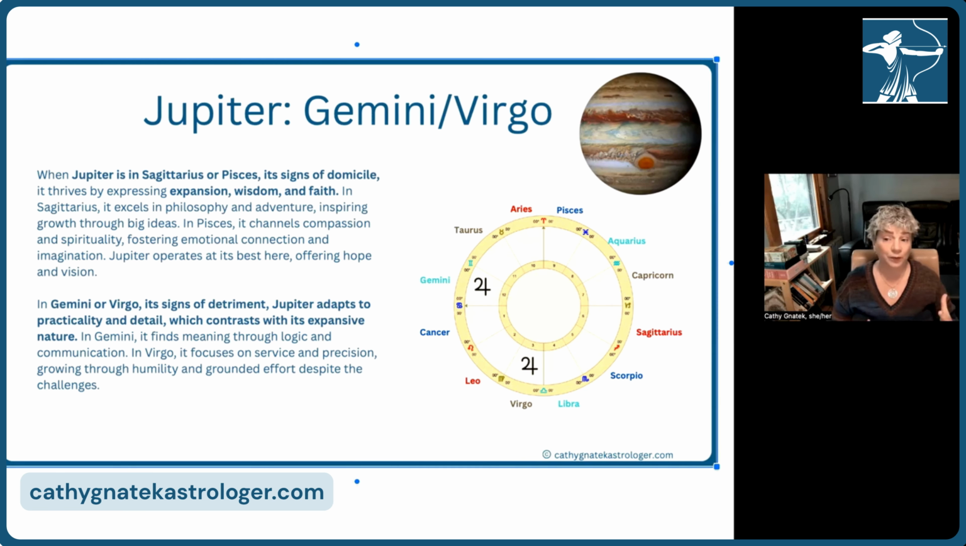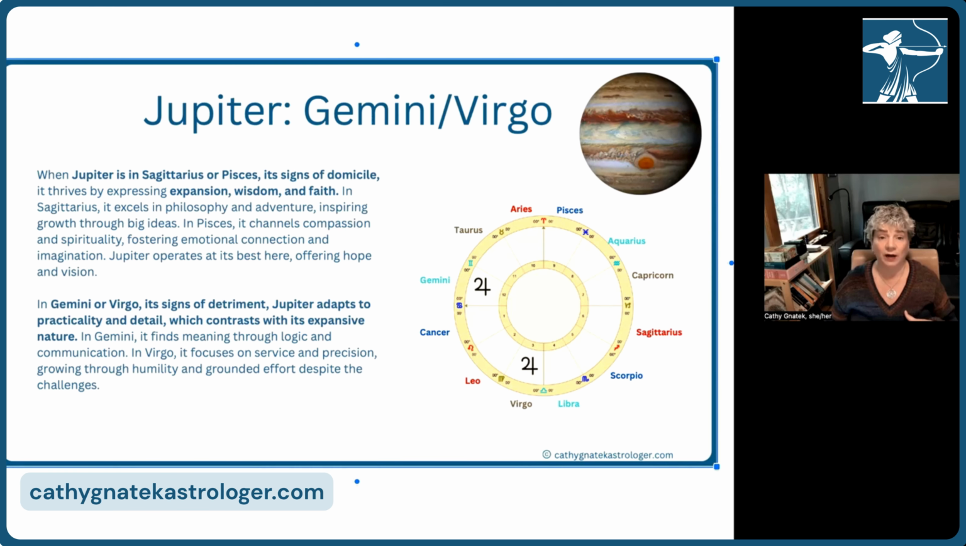But when Jupiter is put into Gemini or Virgo, these Mercury ruled, detail oriented kind of signs, it has to adapt to practicality and detail, which contrasts with this expansive nature. It finds meaning and logic because Jupiter loves the idea of meaning through communication, right? Because Mercury is the messenger to the gods. He was Hermes in the Greek pantheon, and it's about sharing information. In Virgo, it focuses on service and precision, growing through humility and grounded effort despite the challenges.